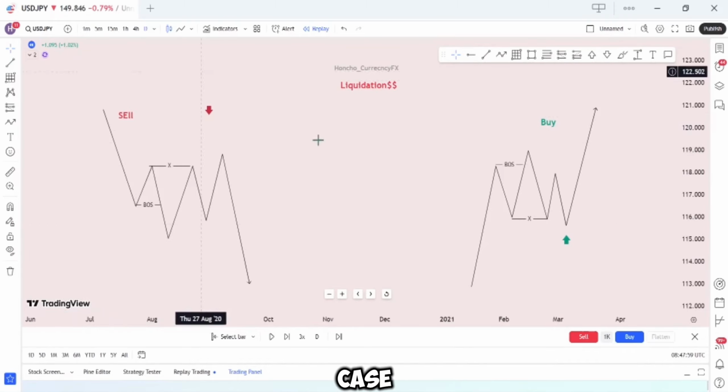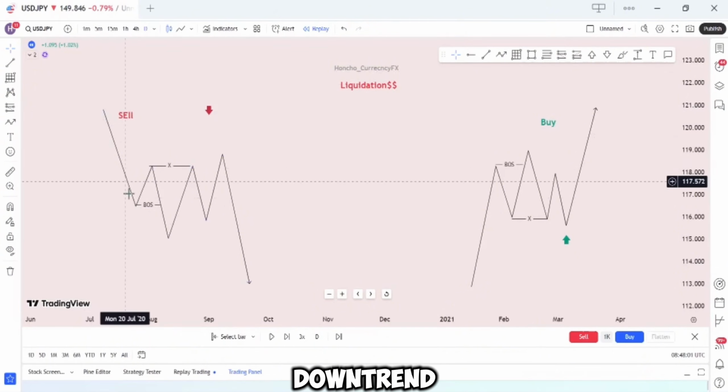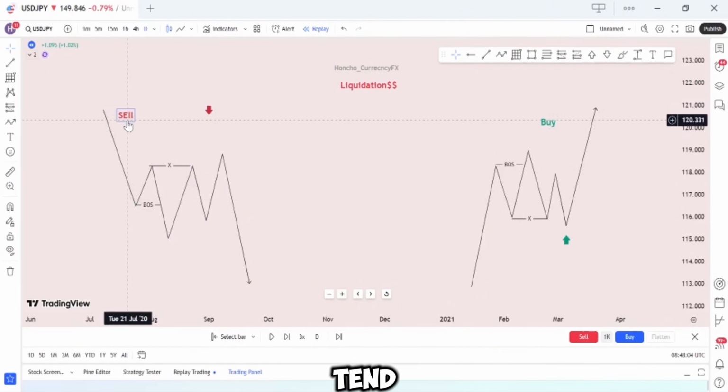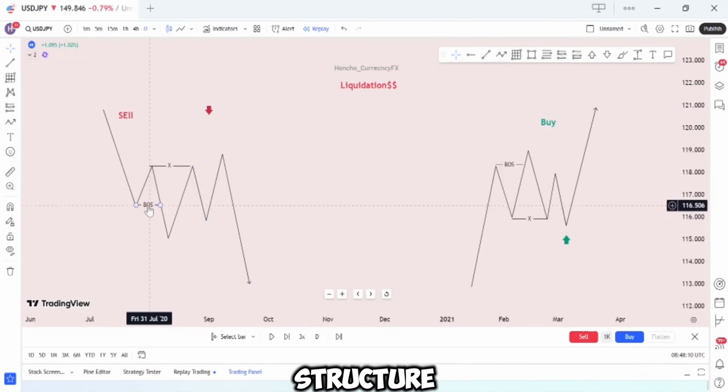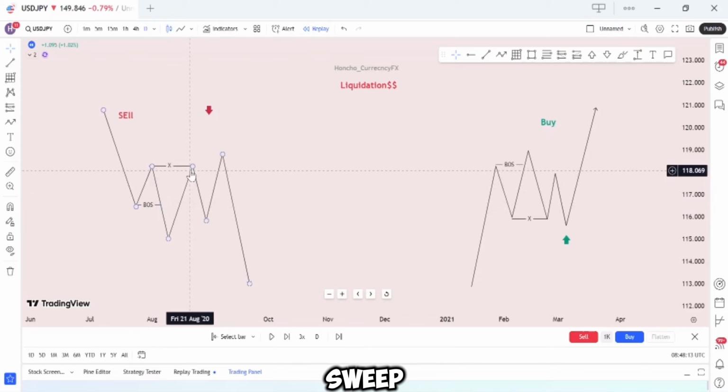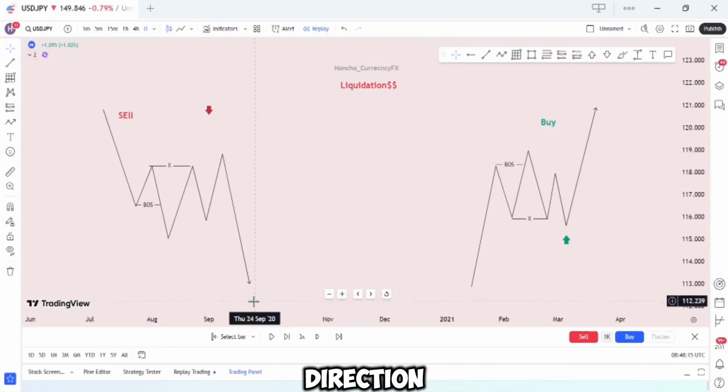As you can see in this case, this is a downtrend. So this market is time to sell. So this is a downtrend. We need to identify two things: a break of structure and a liquidity sweep to continue in the direction of the trend.